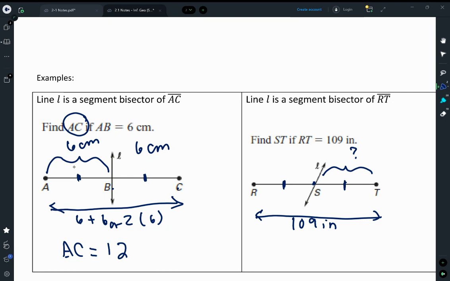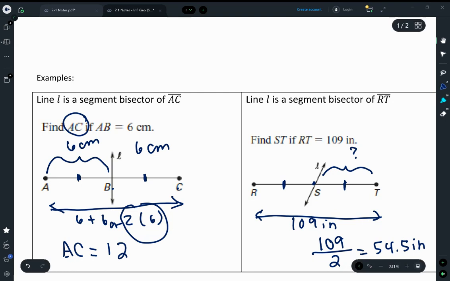When I started out with a small piece and I knew it was a segment bisector and I was trying to find the whole thing, I could double it. Now when I'm trying to find half, I can divide by 2. So I'm going to do 109 divided by 2, and it doesn't divide evenly, but that should be 54.5 inches. I didn't write centimeters on the first one. If we've got units, we should use them. So let's go ahead and scroll.